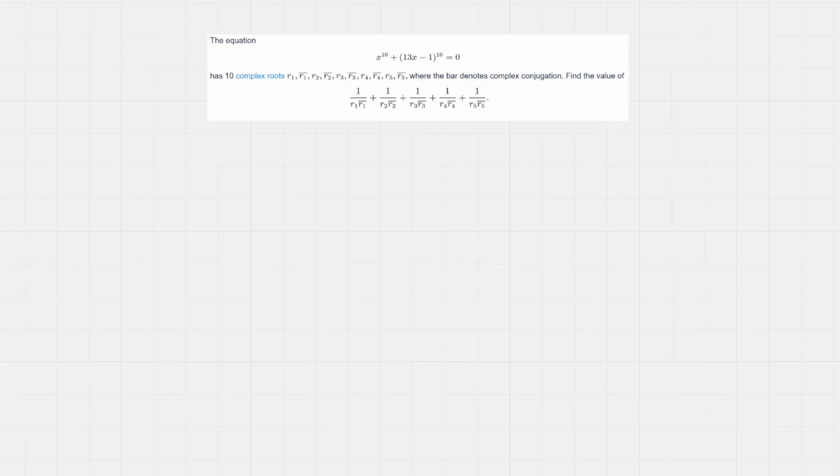Hello, everyone. This is a problem from the 1994 AIME. This was problem 13. Let me show you how to solve it. So we're given 10 complex roots satisfying a given equation, and we want the value of some sum involving all of them.